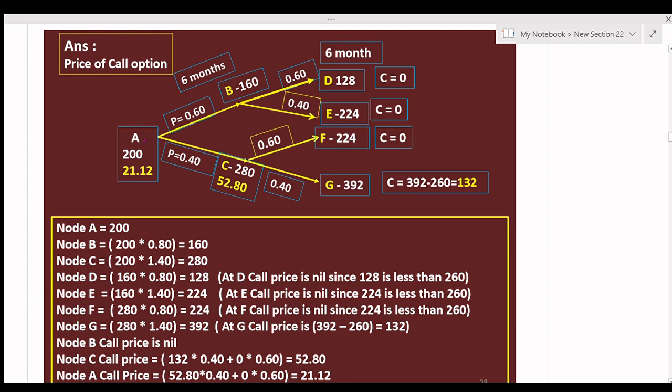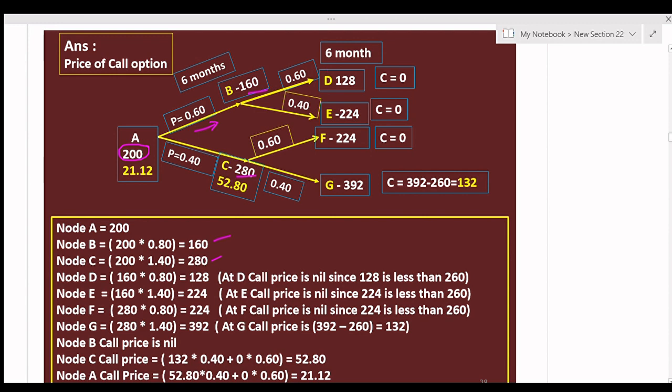At node A, the stock price is 200, and it is decreasing in this way. At node B, it will decrease by 20%, so the value will be 160. And at point C, it is an increasing move, that is a 40% increase, so the value will be 280. 200 into 1.40 is equal to 280. You see here I write this 280.